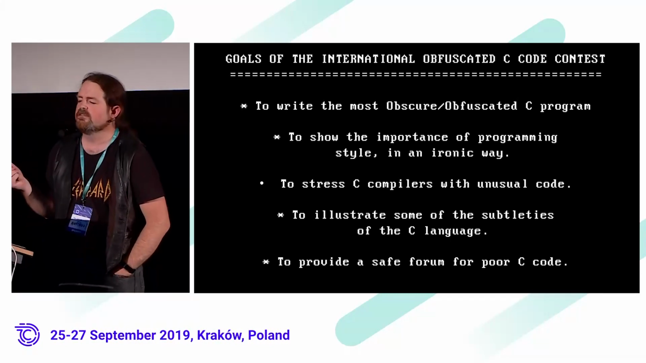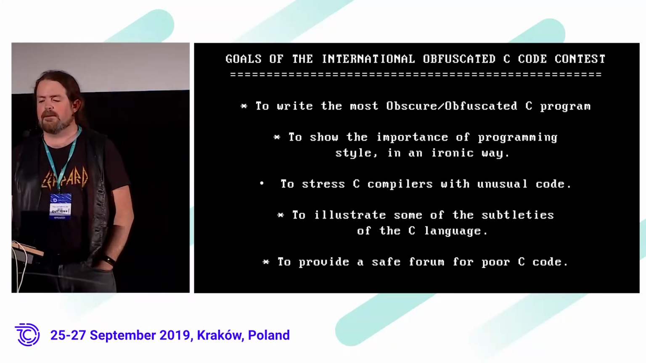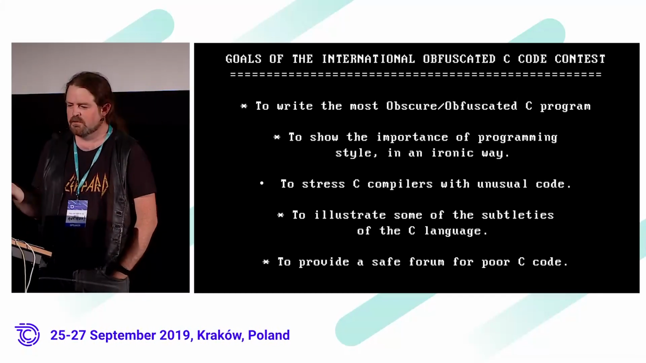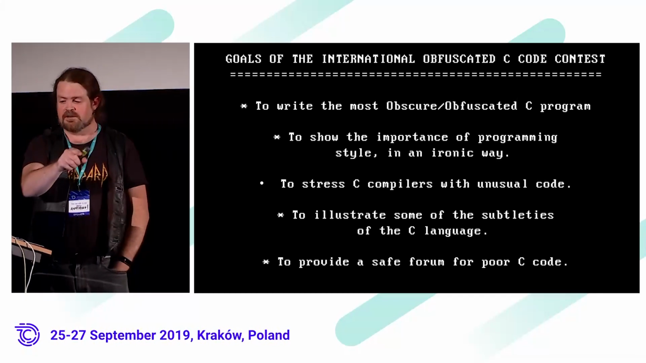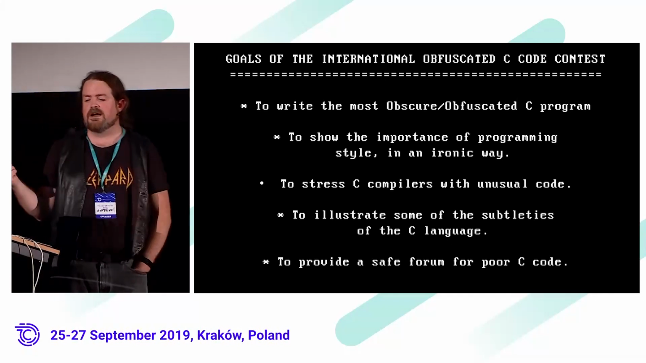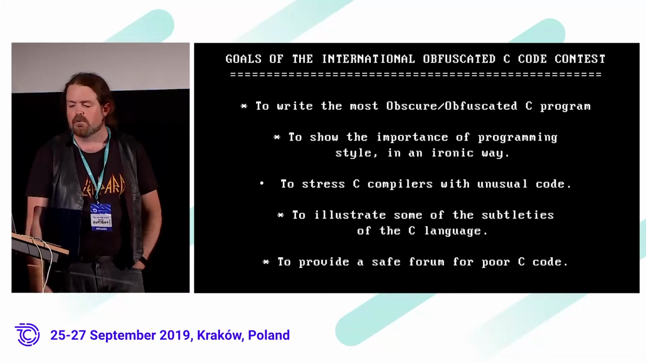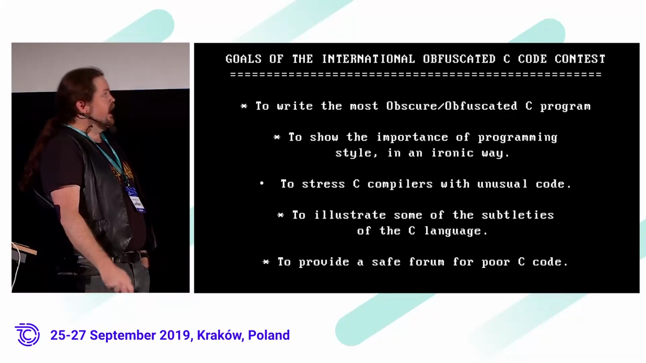The goals of the contest are to write the most obscure C program, to show the importance of programming style in an ironic way, which means don't do this, we did this, but you don't do this, to stress compilers, to illustrate subtleties of the C language, and provide a safe forum for poor C code. I want to show you an example.